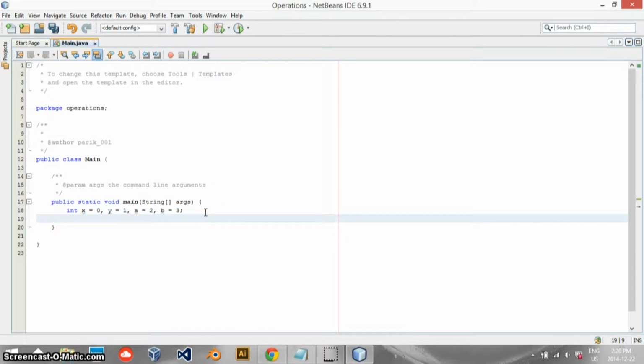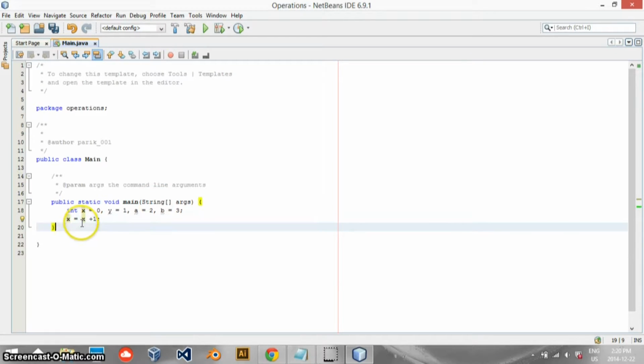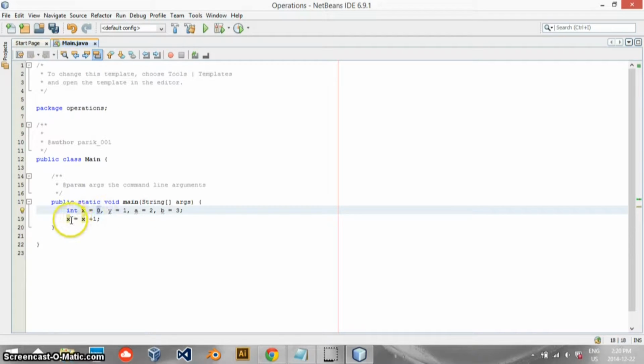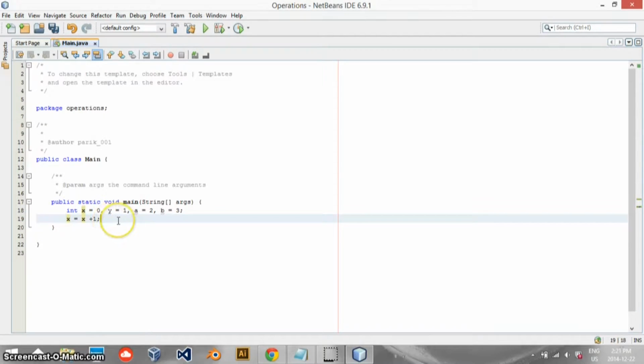What I'll do next is show you the addition operation. I'll say x equals x plus 1. And that is basically saying the value of x is the value of x previously plus 1, which is 0 plus 1. Therefore, the new value of x is 1.